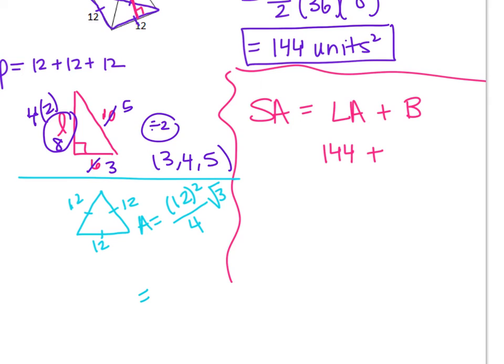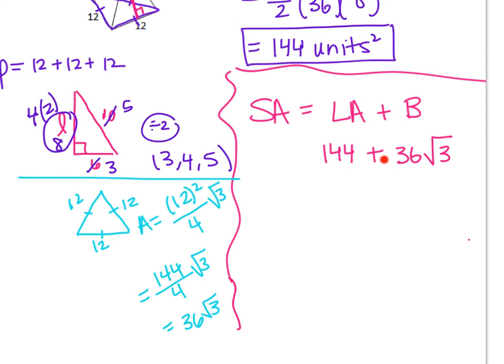All right, 12 squared is 144, divided by 4 times the square root of 3. 144 divided by 4 is 36 square roots of 3. So if I come back up here to the area of the base, that's what we just found, because our base was a triangle. And because it was equilateral, we used that formula. If this was not an equilateral triangle, we would have done 1/2 base times height. All right, so the area of our base we just found to be 36 square roots of 3.